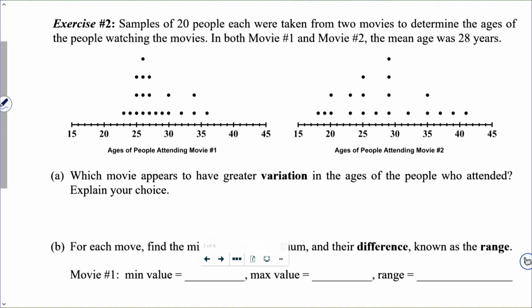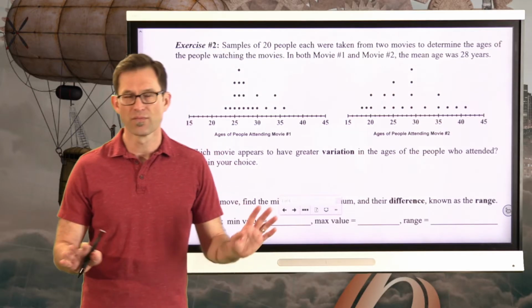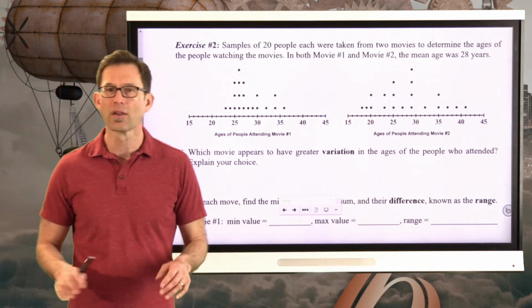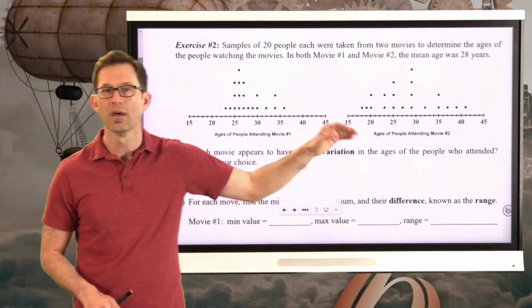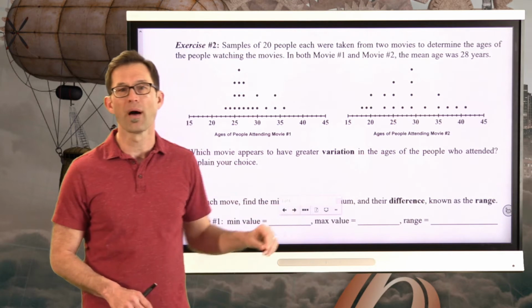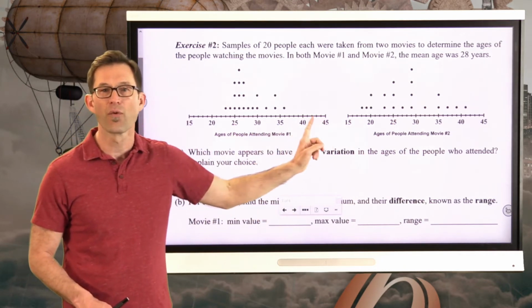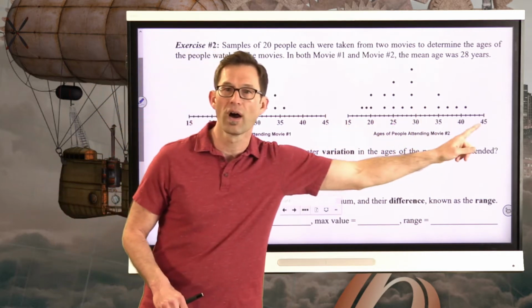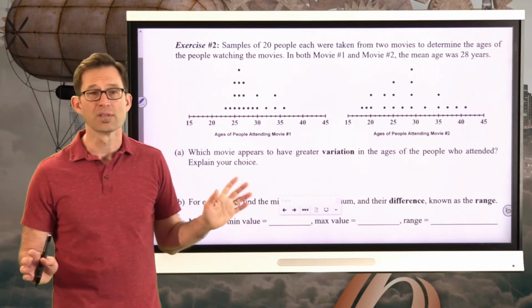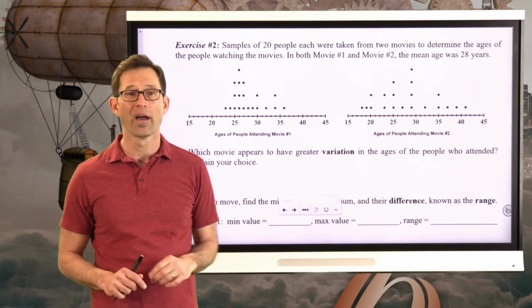Letter A, which movie appears to have greater variation in the ages of the people who attended? Explain your choice. So let's first, before we even get into that, let's take a look at what we have. We've got these 2 dot plots, movie 1, movie 2. The dot plots are on the same scaled axis, right? They go from 15 to 45 years old. Apparently these movies do not apply to people that are kind of my age and older.